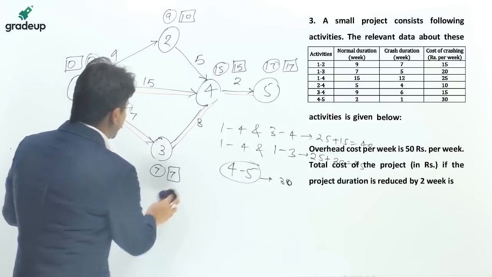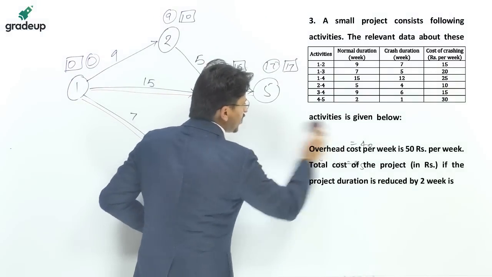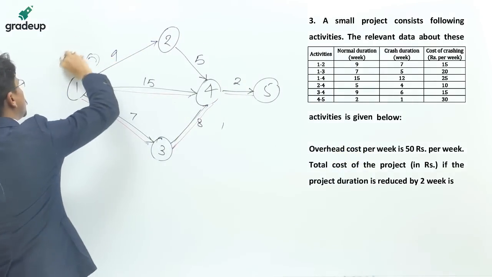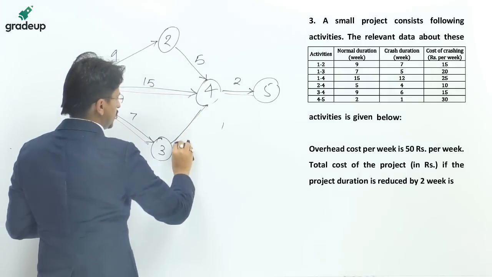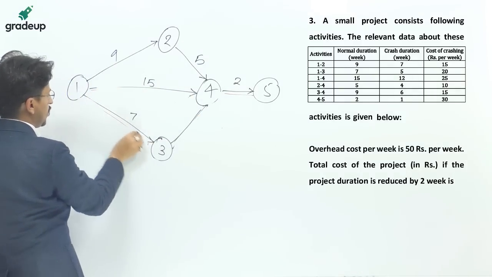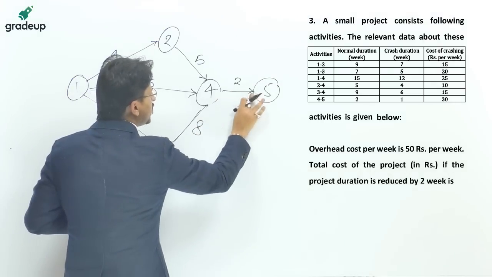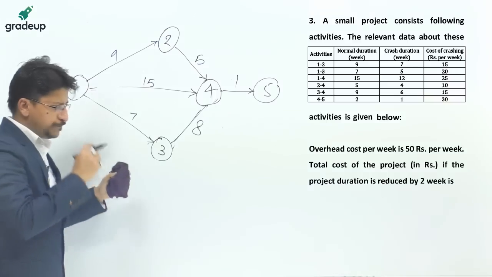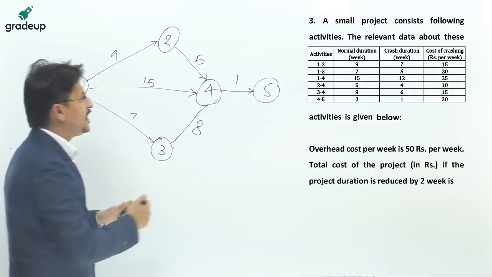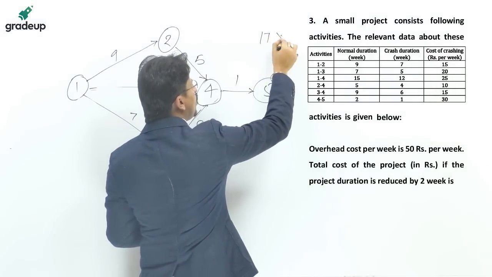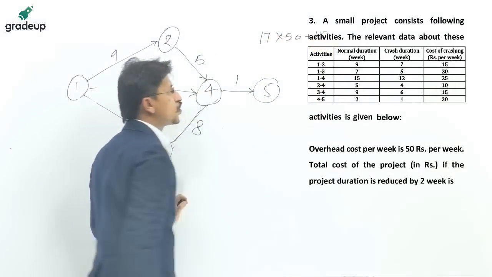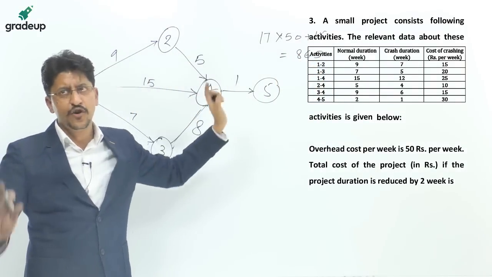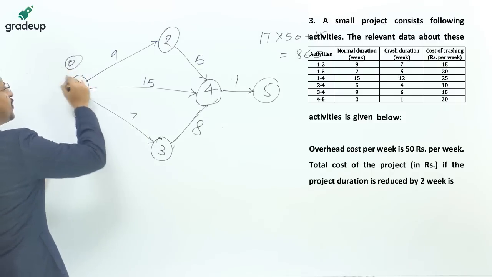Now you have got 4, 5 crashed by 1 week. Just crash this by 1 week. This is already 8, and crashing this by 1 week will give you 1. Again finding out the cost, in the last case you can see the duration has become 17 into 50 plus the increased crash cost, which will be 865. The normal one was 900. This is 865. Now in this case, again doing the forward pass computation, 9.